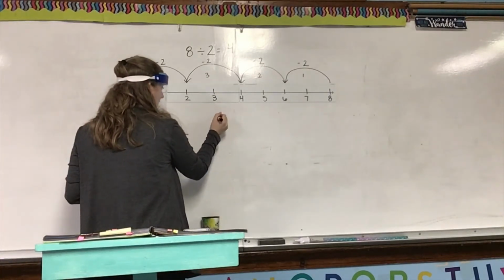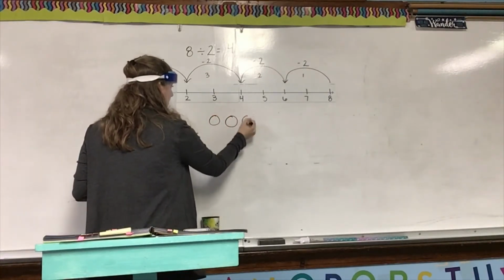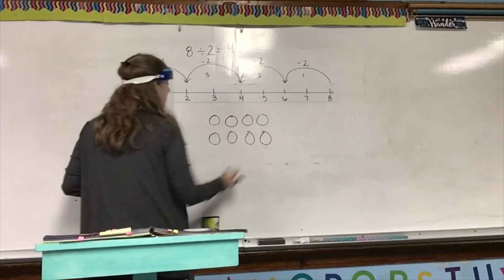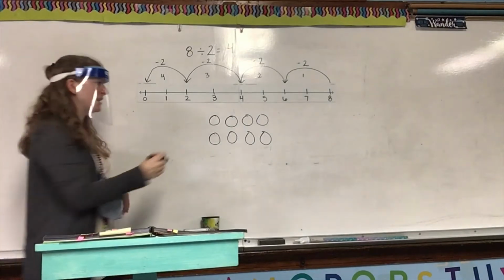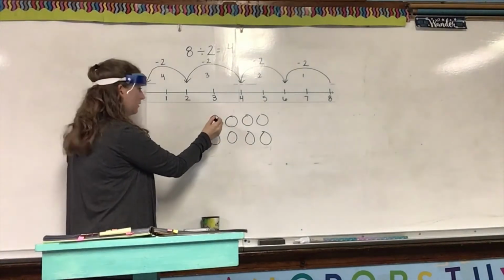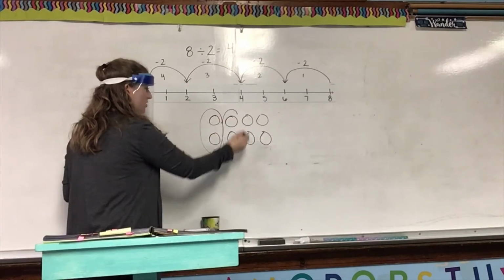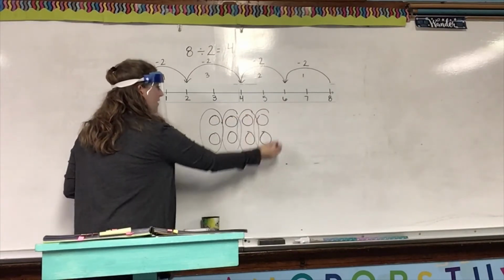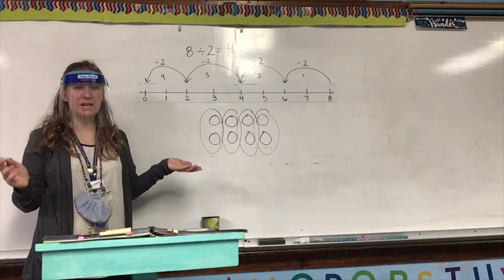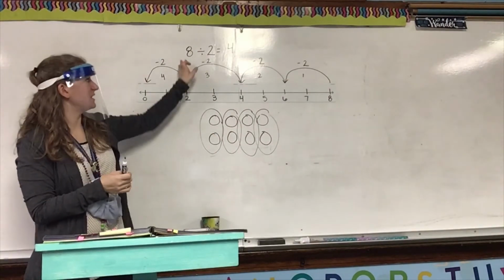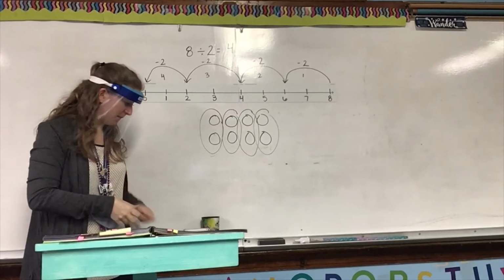If we draw 8 counters, 1, 2, 3, 4, 5, 6, 7, 8, and separate them into groups of 2, 1, 2, 3, 4. How many groups of 2 do we have? Class? 4. So that means 8 divided by 2 is 4.